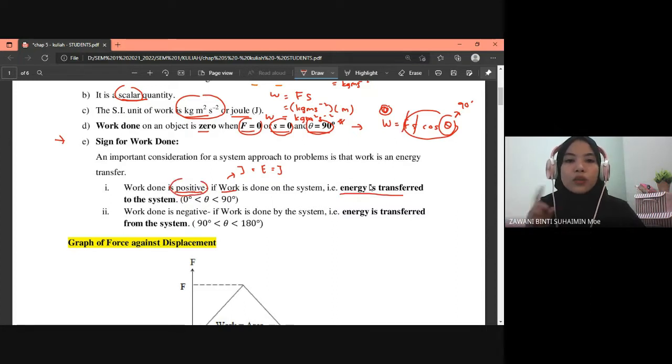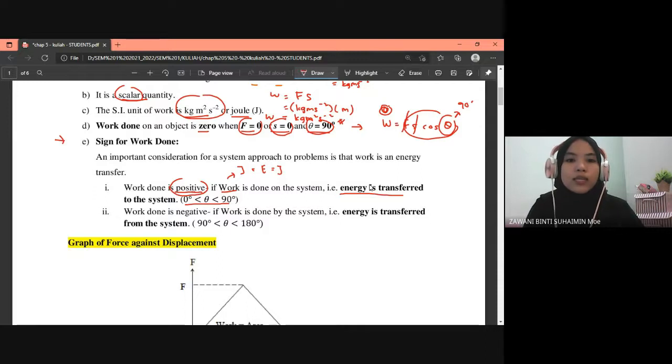Okay. So situasi ini akan terjadi apabila angle kita is between 0 to 90 degree. Okay, sebab apa? Sebab kalau you tekan calculator, Fs cos theta tu, kalau theta kita adalah di antara 0 to 90 degree, we will get a value of work with positive value.